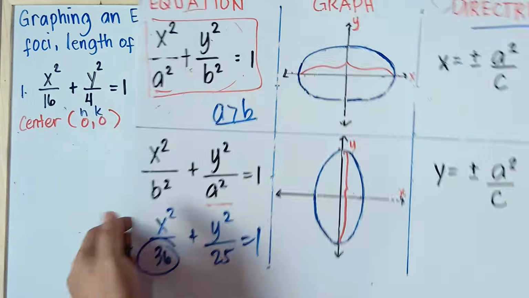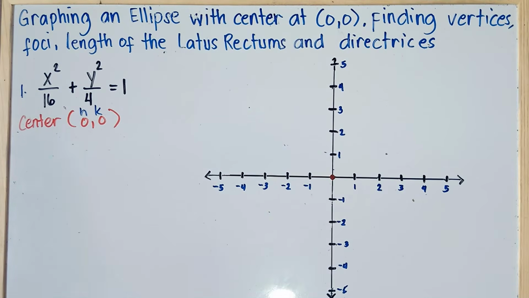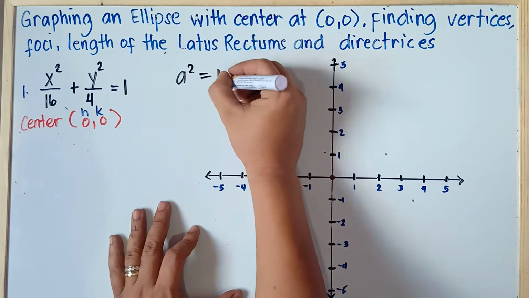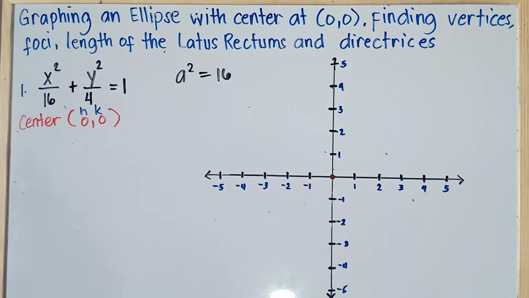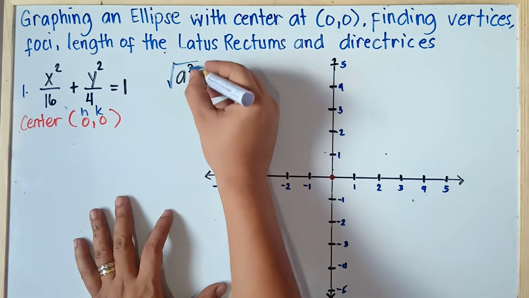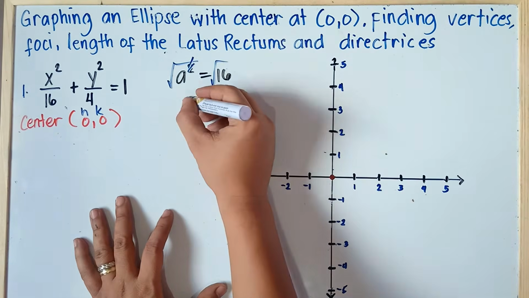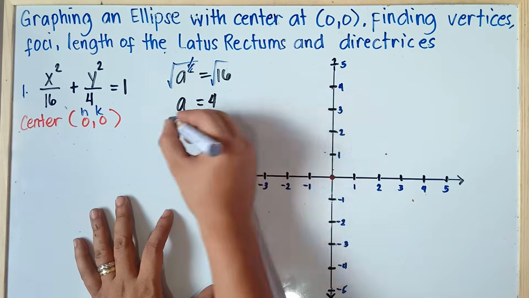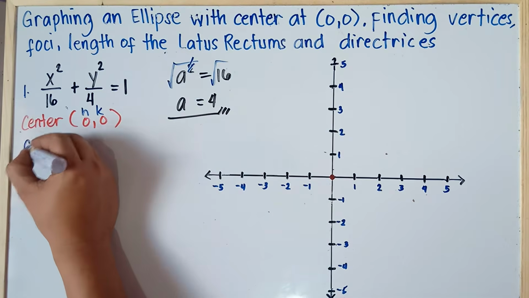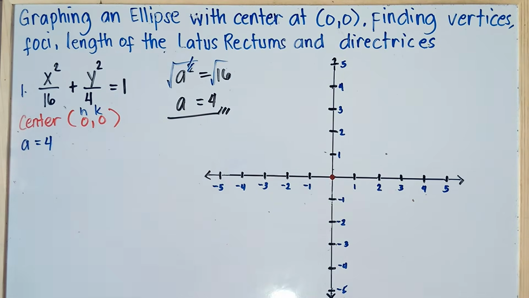So a squared equals 16. Alright, so let's find a. To get the value of a, you extract the square root of both sides so that we can cancel this out. And our a is equal to 4. Therefore, a is equal to 4.